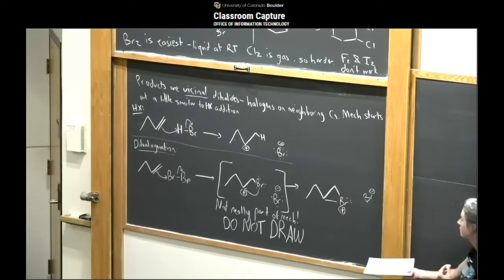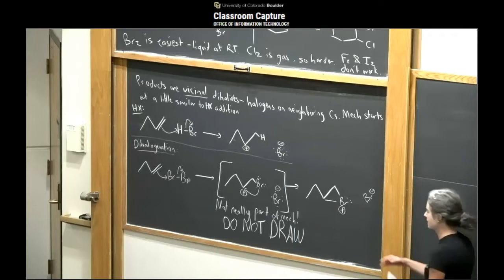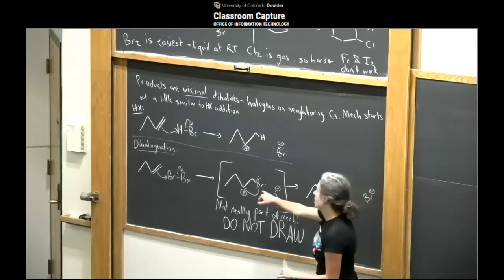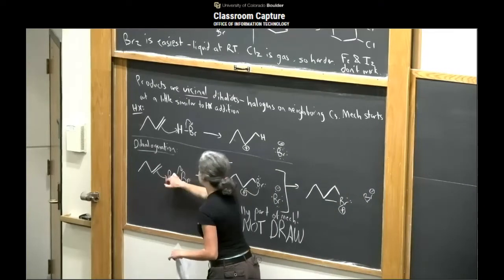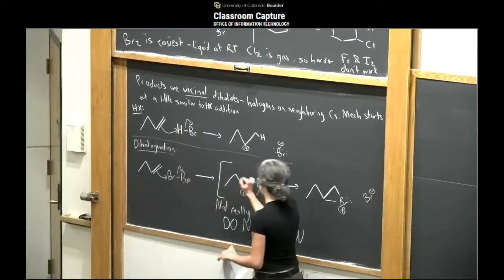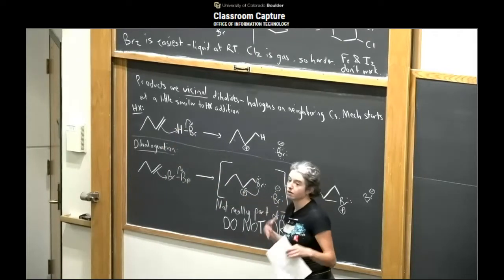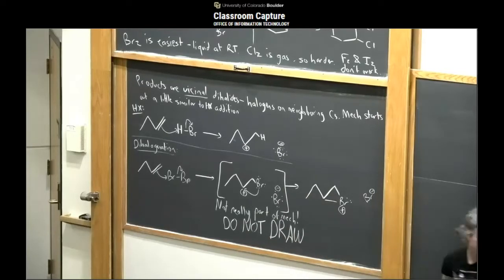Okay, so we can use that as a mental guide, a stepping stone towards what actually happens, which is that all three of these arrows, these two over here that are just the HX addition, and this third one of the ring closing down, are all going to happen at once. And I'm going to hop over here.